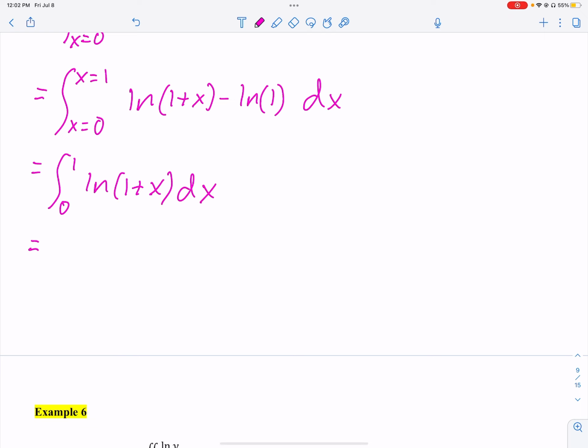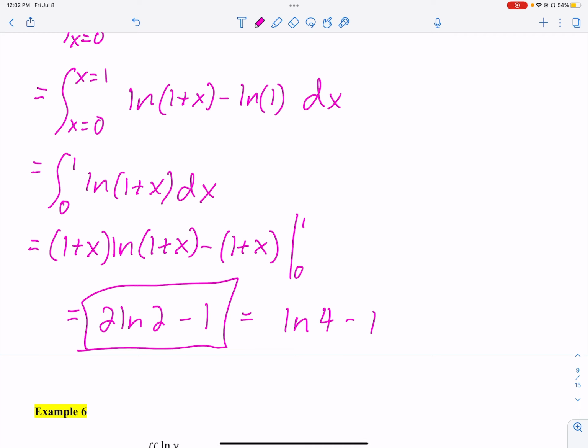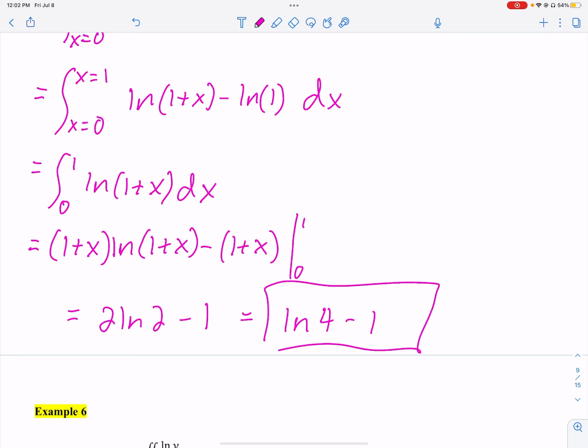Okay, so the integral of ln of 1 plus x is 1 plus x times ln of 1 plus x, minus (1 plus x). We are doing this from 0 to 1. This ends up being 2 ln 2 minus 1. We can bring that 2 up to a power, so we get ln 4 minus 1. If it were me on a test, I'd stop right there. I wouldn't go any further just in case we mess up. But the book answers are going to look more like this.